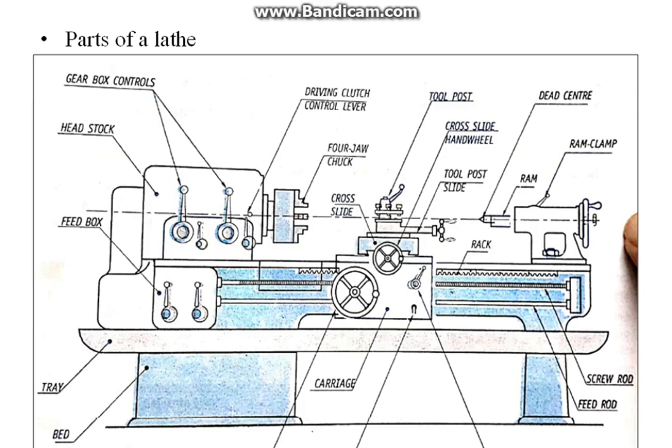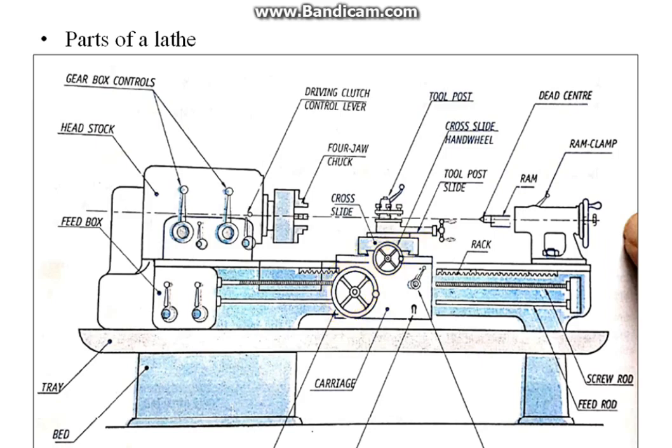Second part is cross slide. It is mounted on the saddle. It allows the cutting tool to move at a right angle to the lathe axis, thereby providing the necessary depth of cut of the workpiece. With the help of this handle, the carriage moves in the longitudinal direction. With the help of this handle, the cutting tool moves at right angle to the lathe axis.